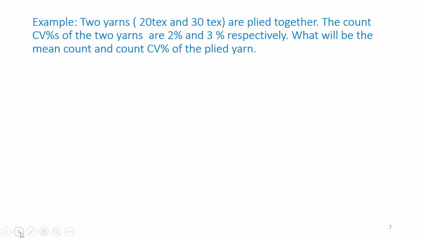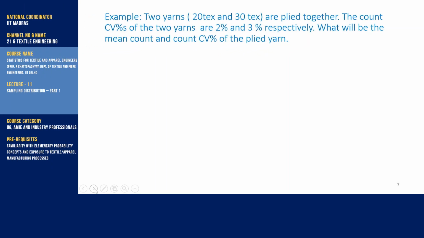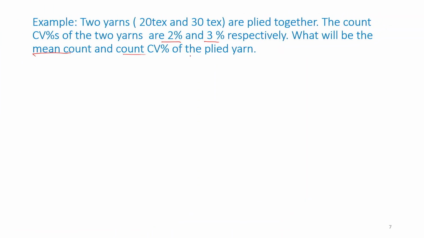Now, we'll try to make use of this fact to solve one simple problem. Let us say we take two yarns, 20 tex and 30 tex are their counts, and they are plied together. The count CV of the two yarns are 2% and 3% respectively. What will be the mean count and count CV of the plied yarn? This is what we try to find out.